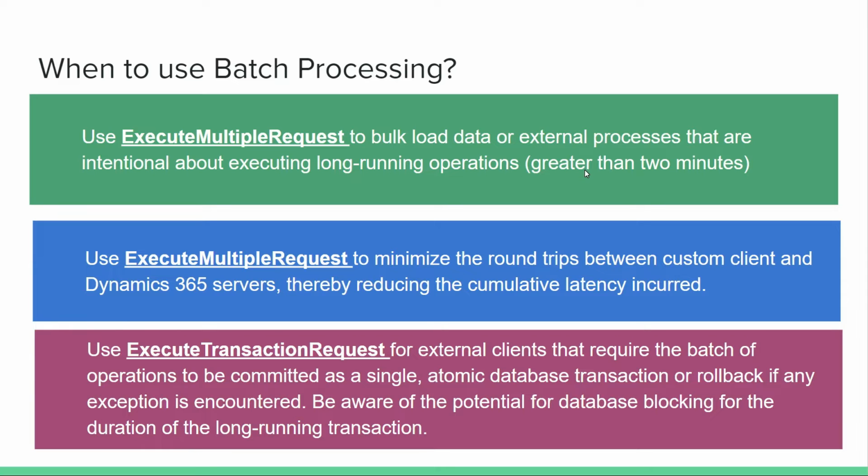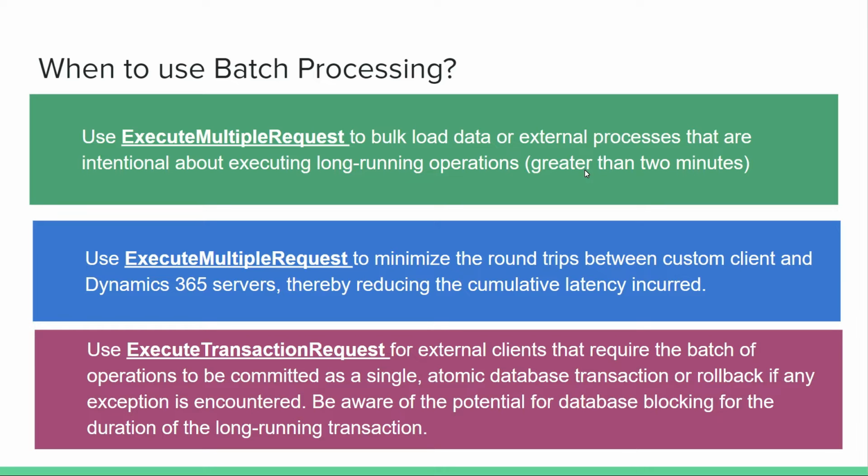Then when to use execute multiple request, which is bulk data processing? It is only to be used in the batch processing which you have written in console applications or external applications. If you have written any external applications and any console application which are running externally, you can use execute multiple request. But inside a plugin in the event pipeline, you should not add any batch processing. You can use execute multiple requests to minimize round trips.